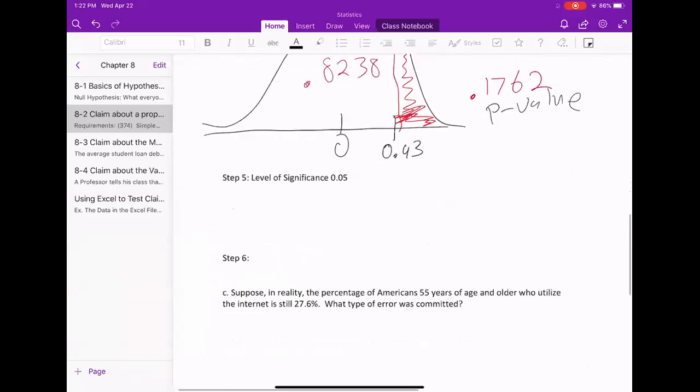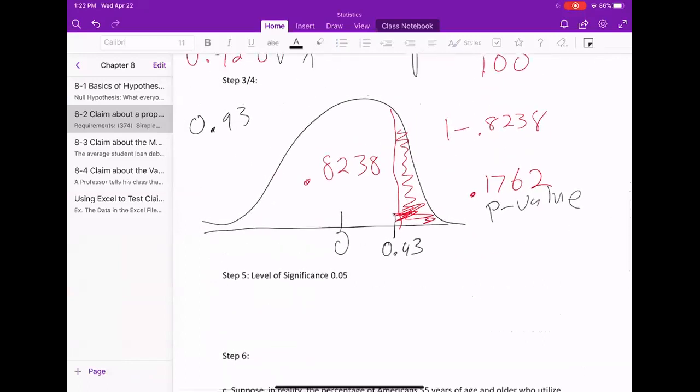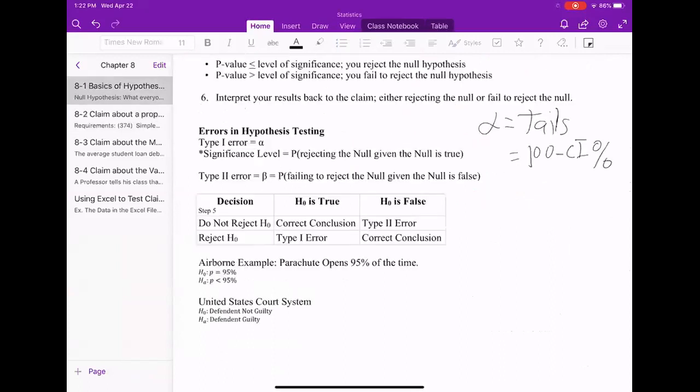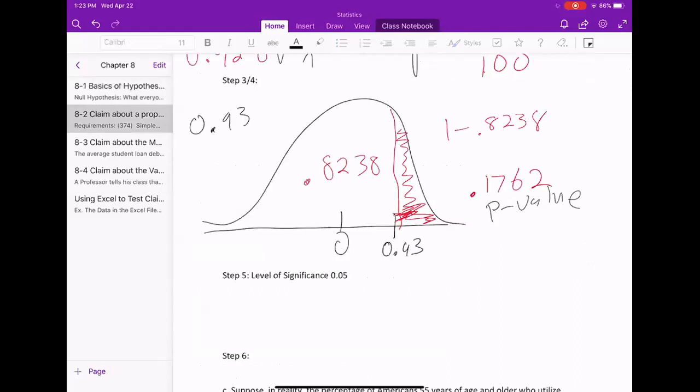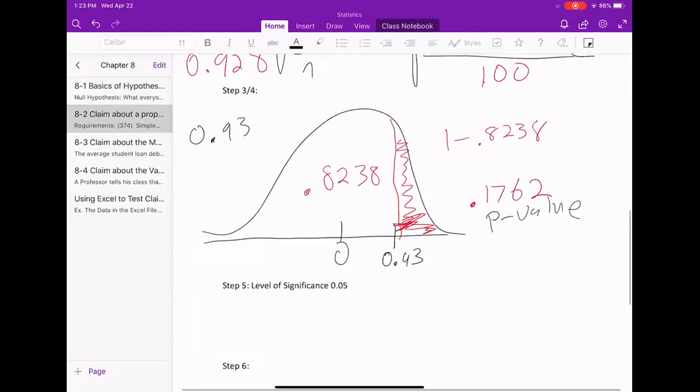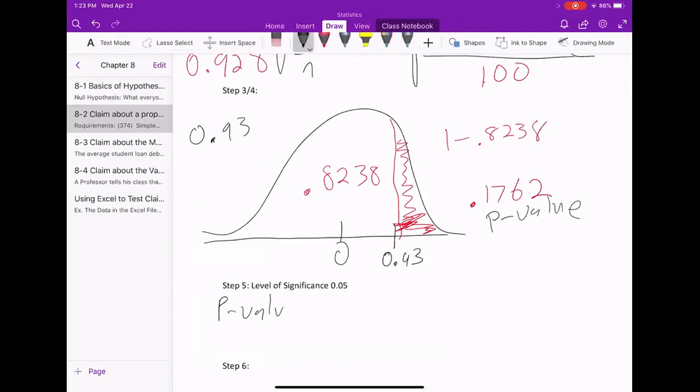All right, so then we go to step 5. I want to keep this in my view. Remember our rules on hypothesis testing. Step 5: if your p-value is less than or equal to your level of significance, you reject the null. If your p-value is greater than your level of significance, you fail to reject the null. Our p-value is 0.1762. I tell you that our level of significance is 0.05. So 0.1762 is greater than 0.05, and therefore we fail to reject.